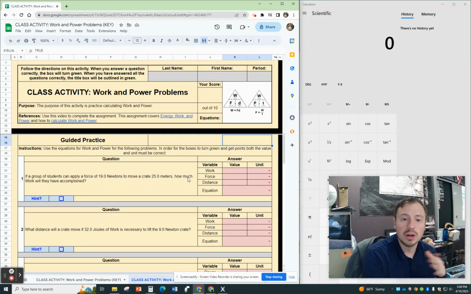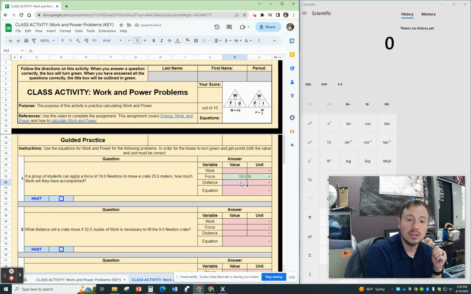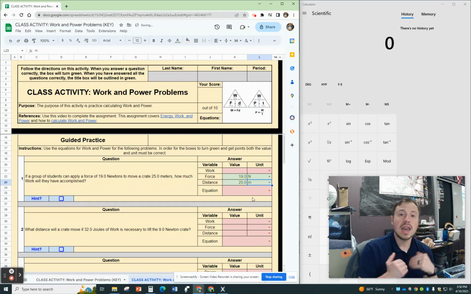So the first thing that I want to do is plug in the known variables. So they apply a force of 19 newtons. So I come in here and put 19. The unit is newtons. There we go. To move a crate 25 meters, that is the distance. You have 25 meters. There we go. I know that's correct. Now I can determine what the equation is.